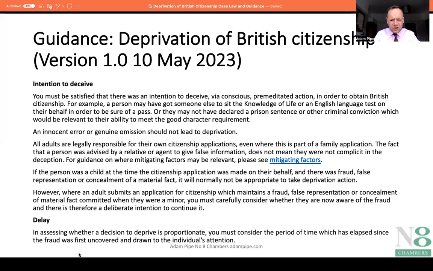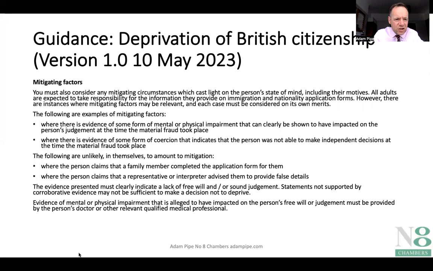And then there's reference to adults and children. Again, delay is relevant. Look at, as I said, the case of Lachi, where there was, I think, a 9-year delay from their initial letter saying we're thinking of depriving you to actually taking action. And then mitigating factors are set out. So are there any mitigating factors in your case?